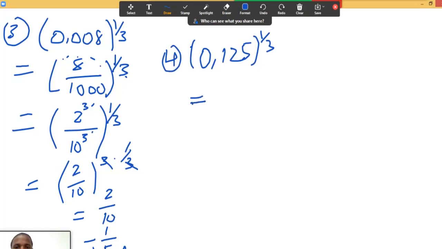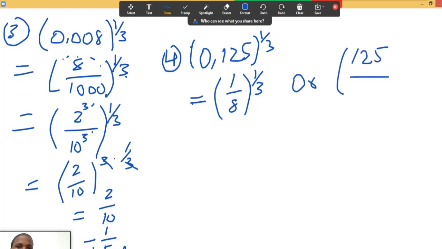What we can do with this expression is either change it to be 1 over 8 to the power 3, or someone else can look at this as 125 over 1000. So this is the same thing. It doesn't matter how you look at it. To work with the first one may be faster, but working with the second one is also possible, so let's try to do them both.